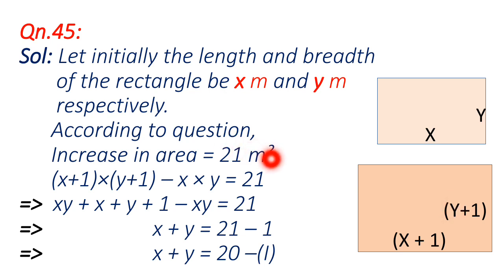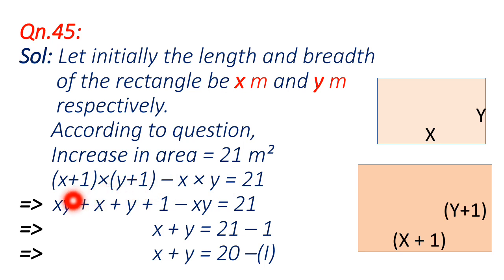Okay, so according to the question, we can write the initial area as xy. Finally the area is increased, so we will write the final area, that is (x plus 1) into (y plus 1). This is the area of this one, and it is subtracted from the initial area, that is x into y. So calculate this.